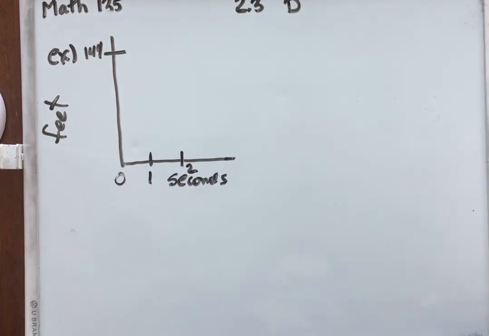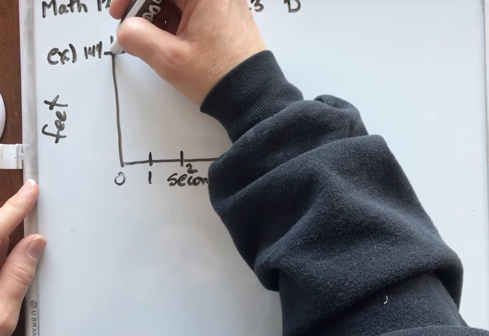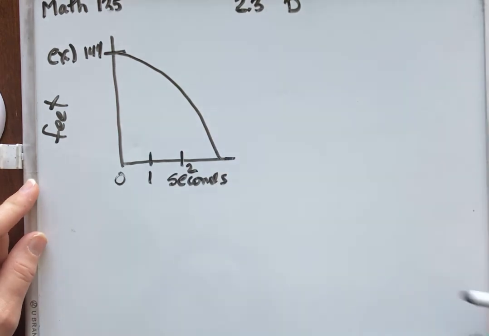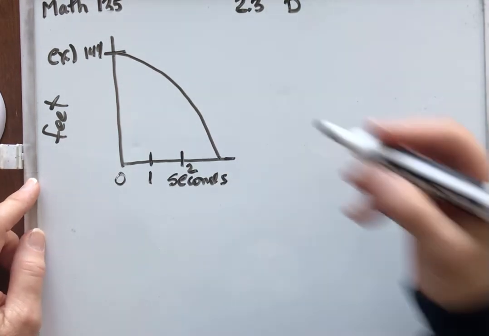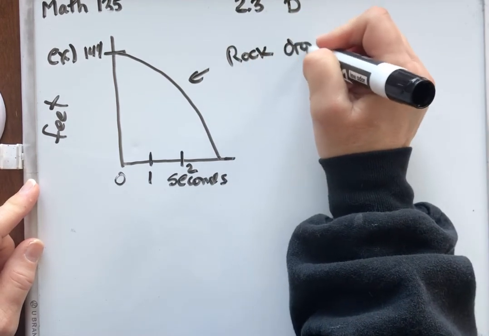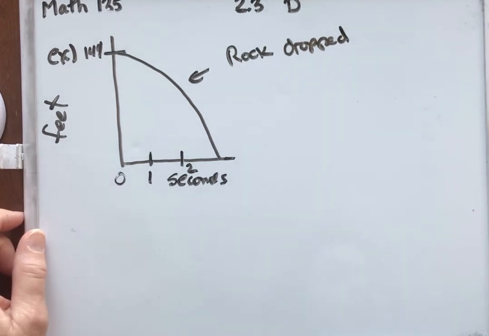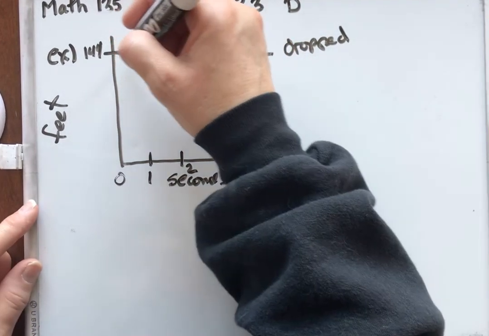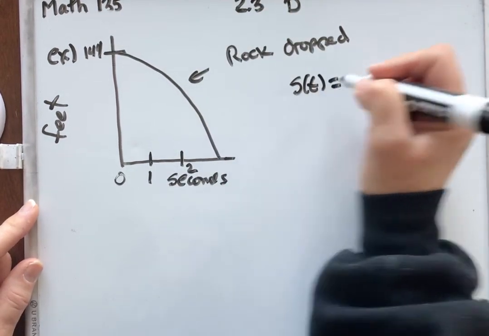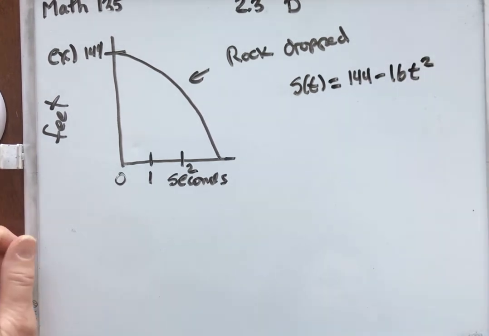Let's say that we drop a rock. We just throw it off the edge of the cliff, and it's going to go something like this, and it lands. So this right here signifies that the rock has dropped off the cliff or been thrown. Now the equation for this little line right here is S of t equals 144 minus 16t squared.